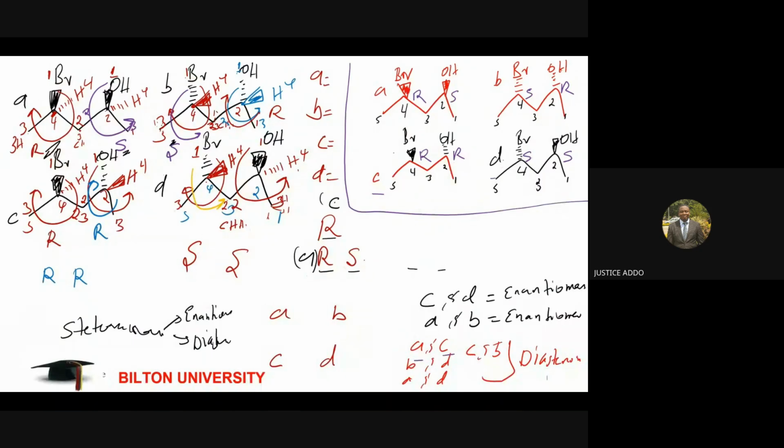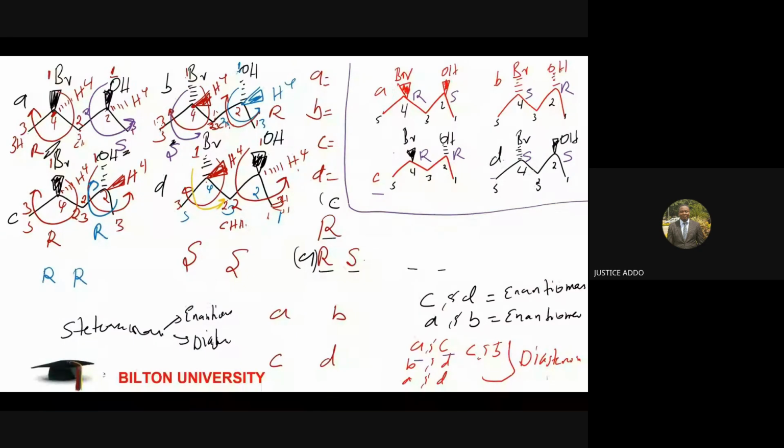But if you look at carbon number 2 in A, it is S, while in carbon number 2 in C, it is R. So it is only carbon number 2 in both A and C which has changed, but carbon number 4 has maintained its configuration, and therefore A and C are diastereomers.